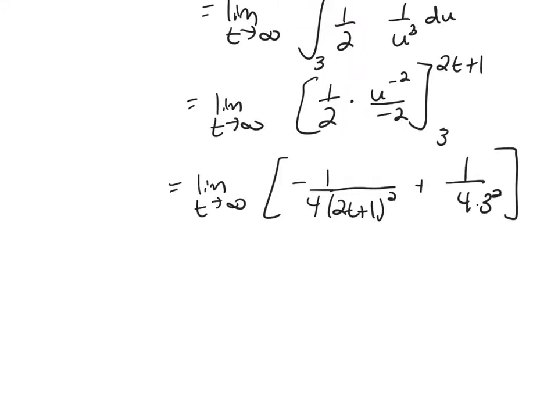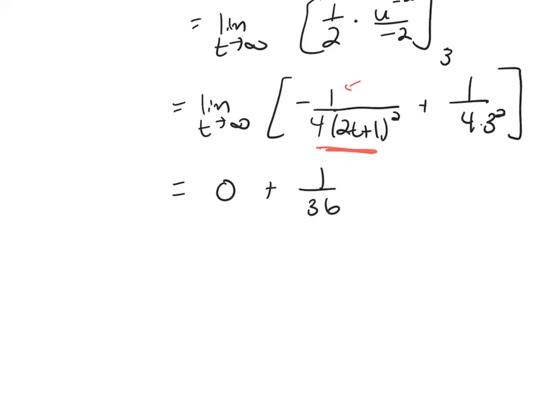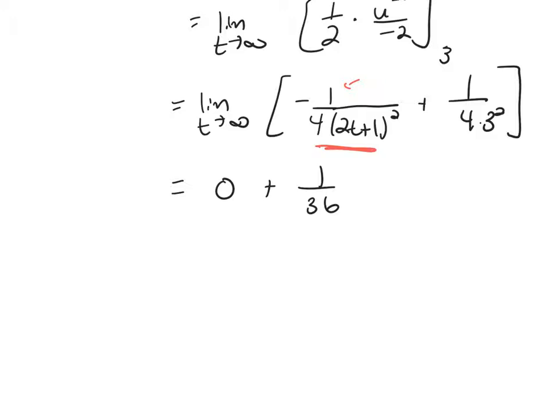And now we've got to compute this limit. So look at this first term here. The numerator is constant, it's always -1, and the denominator is going to go to infinity. So this limit is going to be 0 plus 1 over 36. So this limit converged, which means that the integral converges.